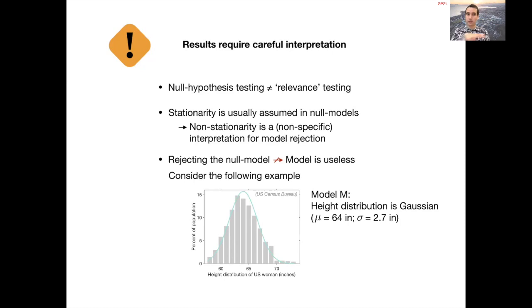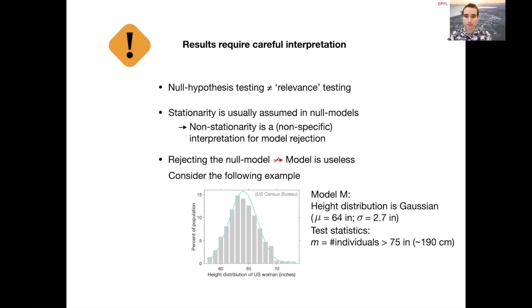To do this, as in the first example that we took, we have to identify a Gaussian model from the data, which gives us the following model represented in blue-green, with a mean of 64 inches and a standard deviation of 2.7 inches. So that's the average and standard deviation of women's height in the US population. Let's now consider the following statistic, which is the count of women taller than 75 inches.